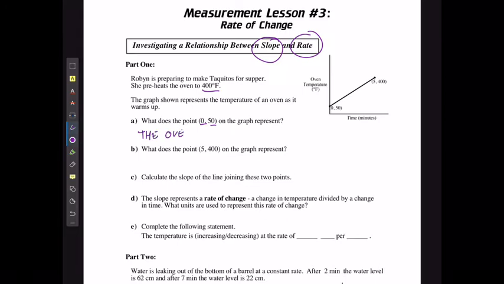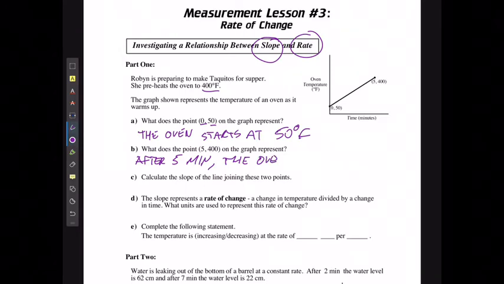The oven starts at 50 degrees Fahrenheit. So that is when the oven is basically turned off. What does the point of 5 and 400 represent on the graph? After 5 minutes, the oven heats up to 400 degrees Fahrenheit.